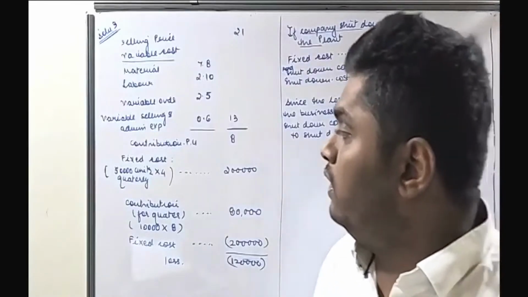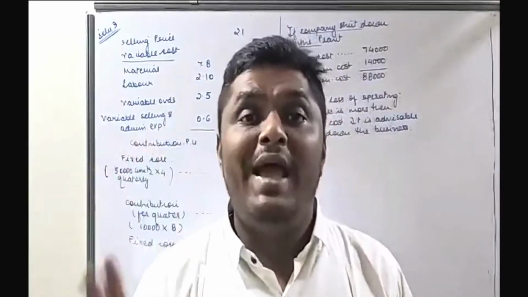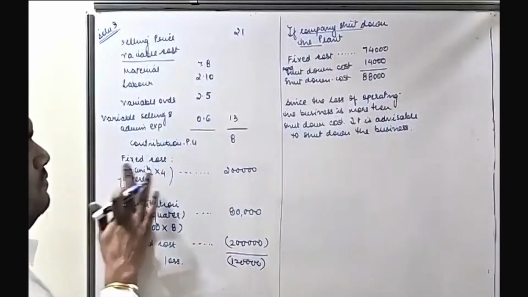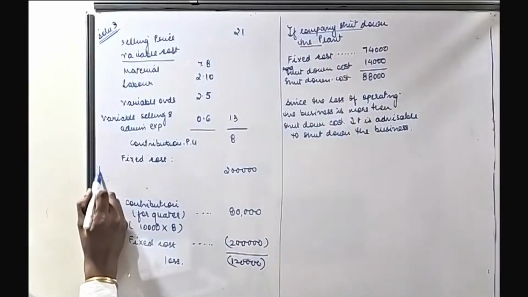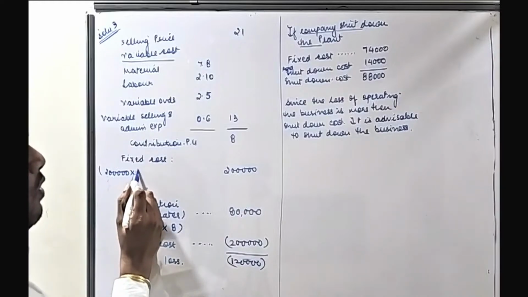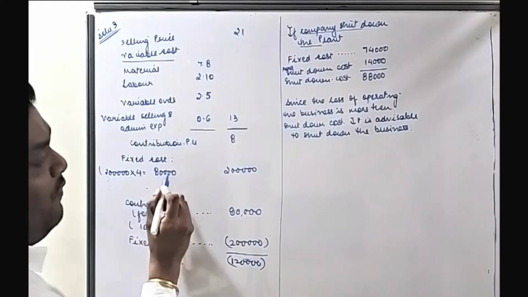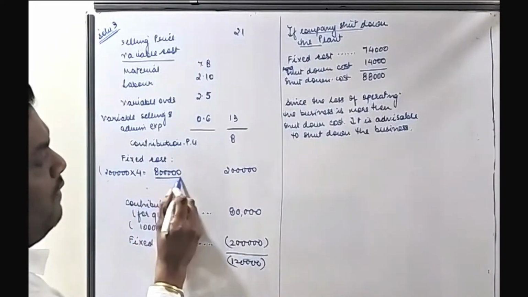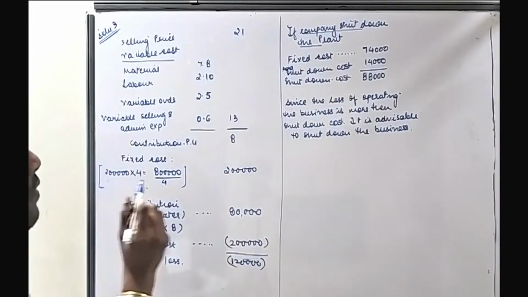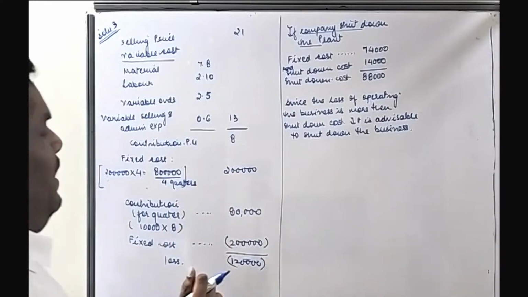Which 50,000 are you talking about? 50,000 are the quarterly units. The company manufactured 2 lakh units. I'll explain it in a better way. See, total units are 2 lakhs into cost of 4 rupees. So total fixed cost is 8 lakh. And for a quarter, this is my quarterly fixed cost, 2 lakh rupees.